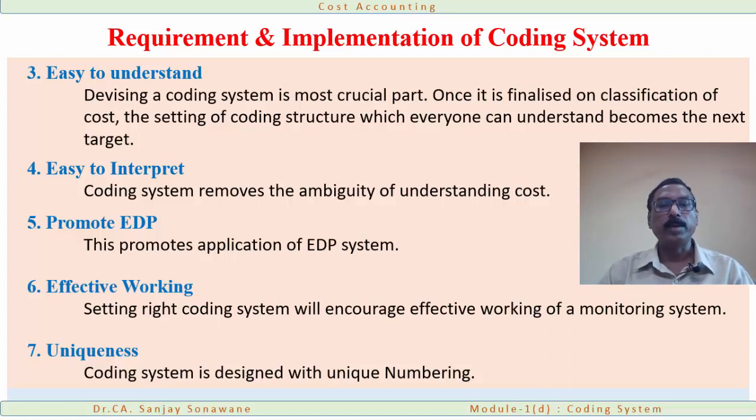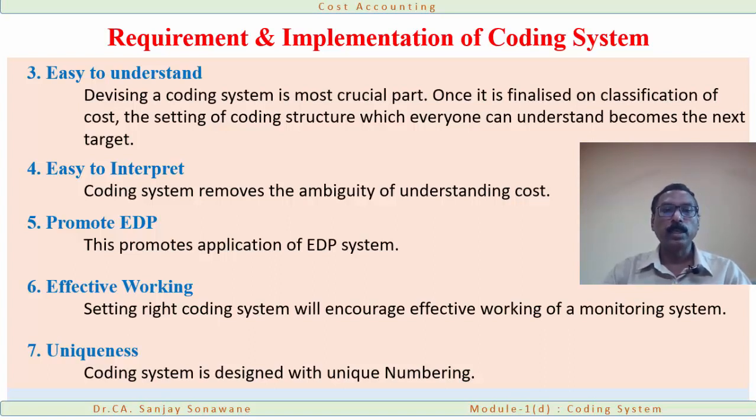Now the third requirement for implementation is easy to understand. So whatever coding system we develop, it must be very easy to understand. It should not create any confusion. Devising a coding system is the most crucial part. Once it is finalized on classification of cost, the setting of a coding structure which everyone can understand becomes the next target. So we have to ensure that these coding systems are not complicated and are easy to understand so that the interpretation can be done properly.